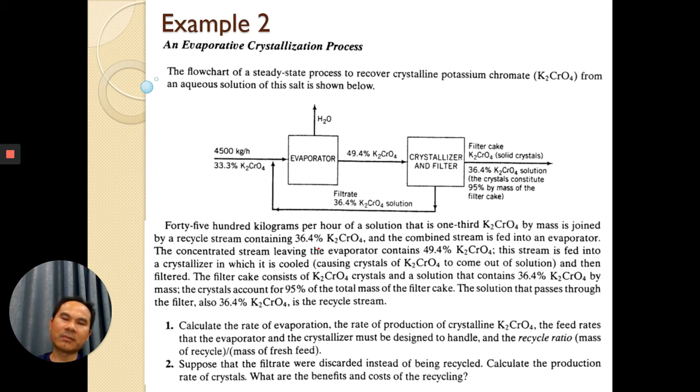In a crystallization process, you would like to separate a solid that is dissolved in liquid, like a brine solution or saline solution. We have the salt dissolved in the water, like sea water. How to do that? We evaporate water out of the solution, and then we get crystals of salt. For this case, we would like to use evaporative crystallization to crystallize potassium chromate, K2CrO4, from the aqueous solution. This process is shown below.